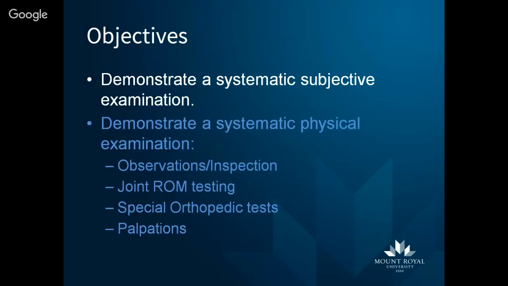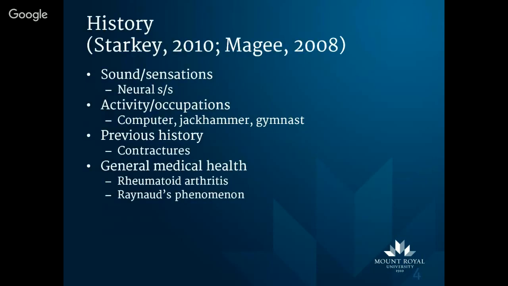The first part of the presentation, at the end of this section, you should be able to demonstrate a systematic subjective examination. At the beginning of the semester, we did talk about general history questions you would ask during a clinical assessment. Here are some other questions to consider asking if the injury or chief complaint deals with the hands or the fingers. You should ask about sounds and sensations.